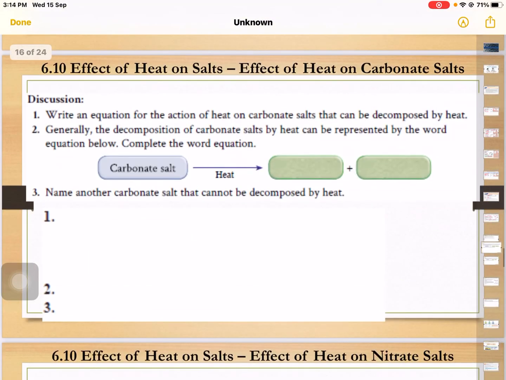Okay. So, again dekat sini, teacher recall balik. Carbonate salt ni bila kita panaskan atau kita heat, kita akan dapat dua produk sahaja. Produk yang pertama adalah metal oxide. Dan produk yang kedua adalah carbon dioxide. Okay. Dekat sini dia kata name another carbonate salt that cannot be decomposed. So, teacher akan bagi dua. Lagi satu awak cari. Carbonate salt pertama yang bila kita heat tak akan terurai. Pertama adalah sodium carbonate.